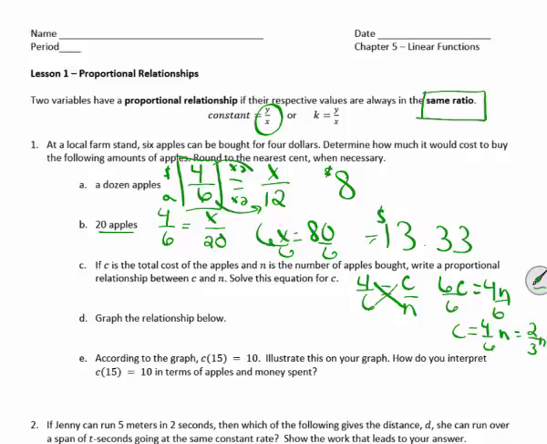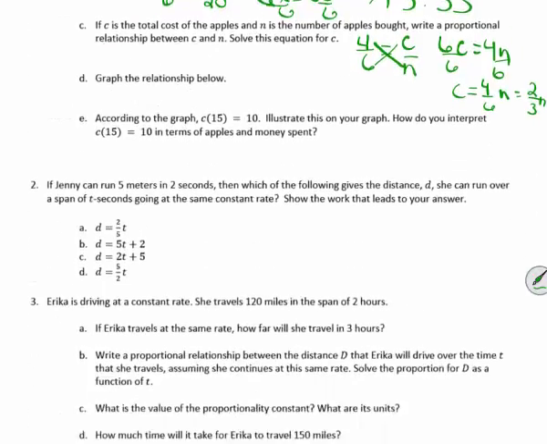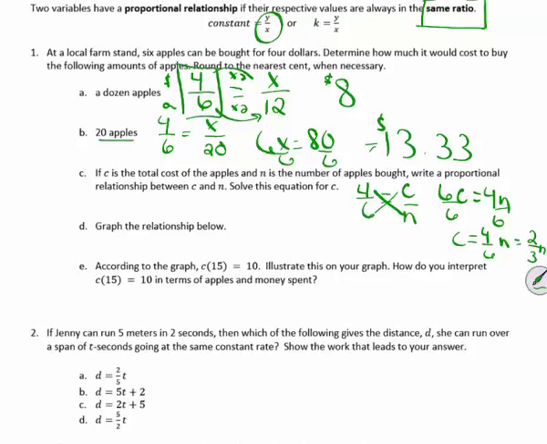Graph the relationship below, and apparently there's no graph. Nope, no graph at all. If you were to put that in your calculators, I'm just going to sketch a graph here. If I put this into my calculator, I know it's going to go through the origin, and I just want you to sketch it. So it's going through the origin, and we know it's a vertical compression because it's a fraction, so it's not going to be straight up and down, but it's going to look like that.